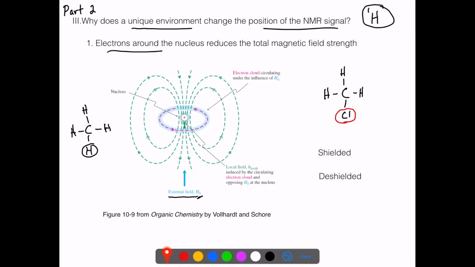So that's why we would have a different position for different hydrogens in molecules. It has to do with how much they're shielded or de-shielded because of the makeup.